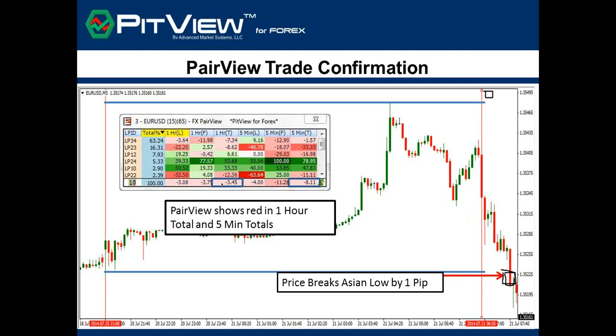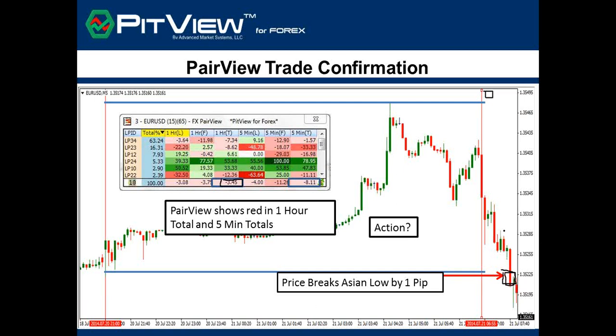You can see what I do is I look at the 1 hour PairView total, and I'll look at the 5-minute PairView total, because this is a short-term 5-minute trading method, and they show red, which favors the sell side of the equation on the euro dollar. When those show red, that's giving me just better indication, if you will, that I'm taking a high probability trade on the right side of the market. So that just gives us the added confidence that I can sell euro dollar in this case on this short-term method, using it as a confirmation tool and still be trading alongside what the market makers are doing.